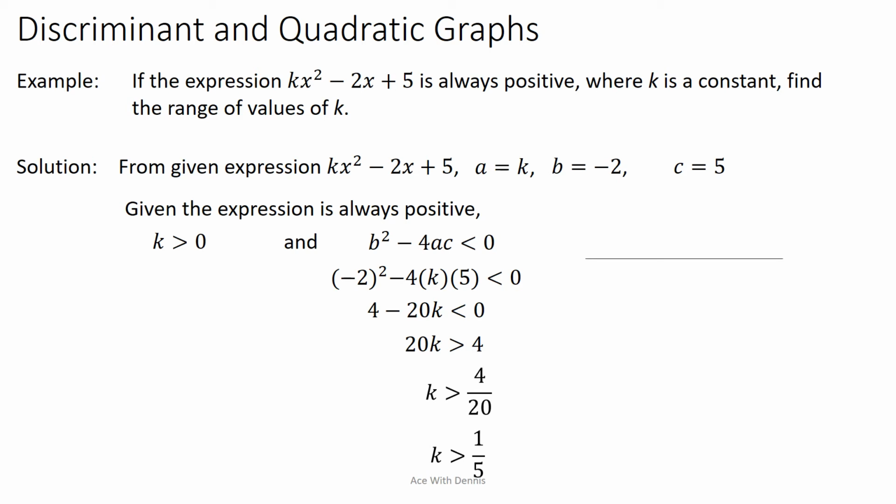So we combine these two inequality conditions. When k is greater than 0, the arrow will point to the right starting from 0, and k is greater than 1 over 5, the arrow will point to the right from 1 over 5, and this is the region where these two arrows overlap each other. Therefore, we can make the conclusion that k is greater than 1 over 5.